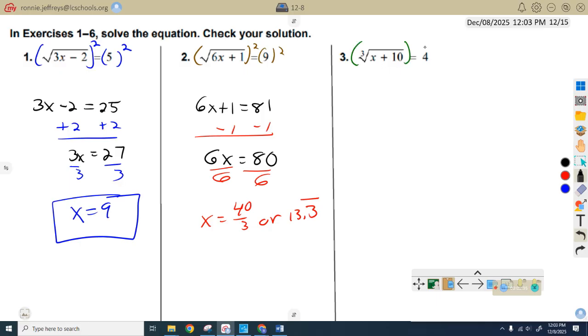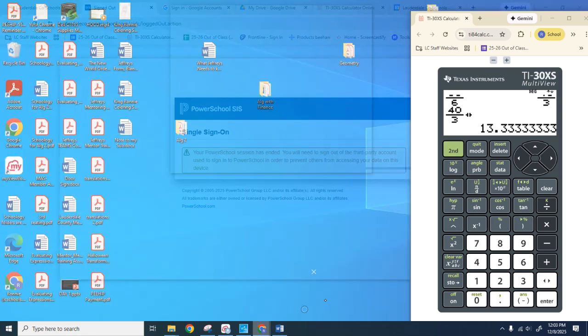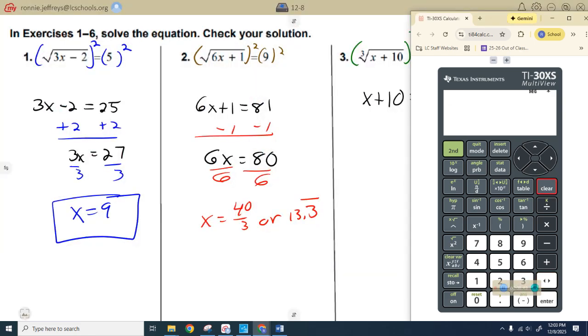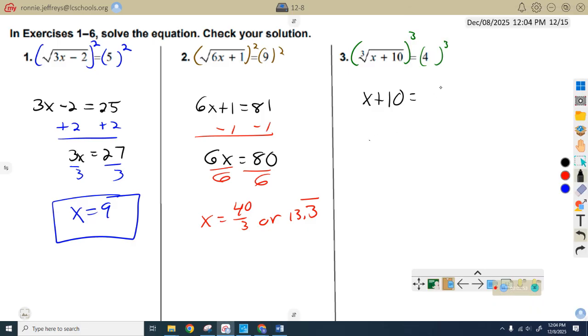Okay. All right. So is the radical isolated? Okay. What are we going to raise this to? 3. The third power. All right. So 4 to the third is 64. All right, this one's the hardest one that we've had. How do we solve this?